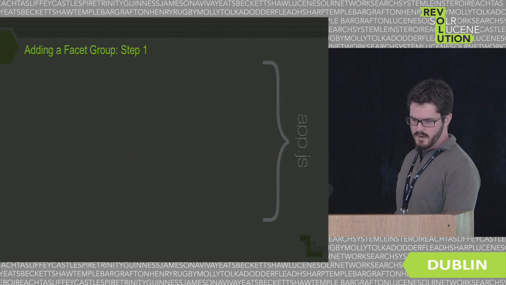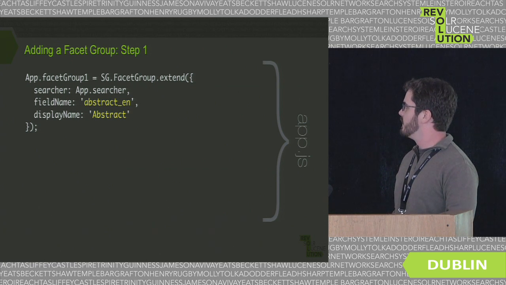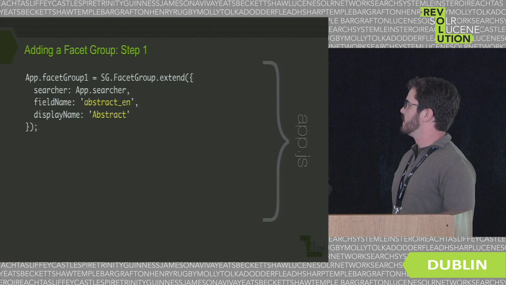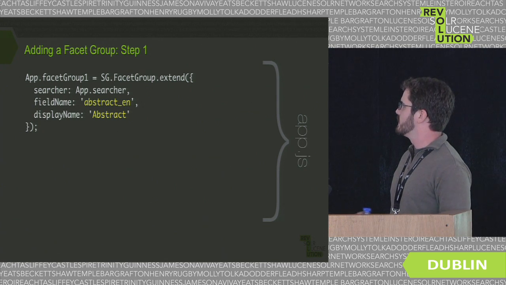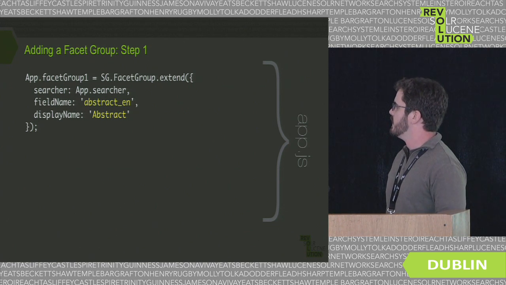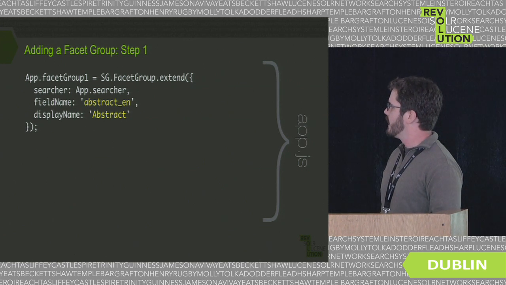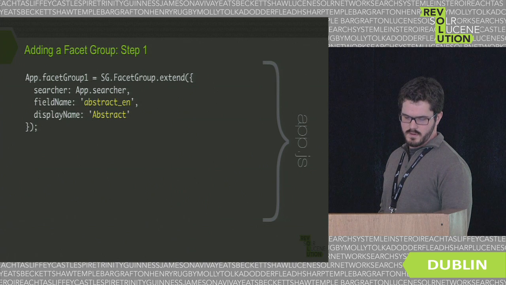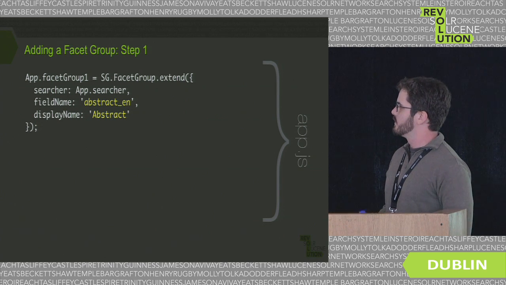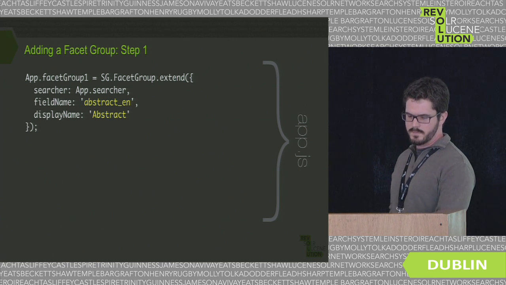And then next we're going to create an instance of an actual facet group, and this is also included in the app.js. So here we're creating facet group 1, which you could call whatever you wanted. We're creating an instance of a facet group, and we're assigning it to the searcher that we created just a few minutes ago, and we're assigning it a field name of whatever our actual facet field would be. So here it's abstract_en, and we're going to give it a display name to show on top of the fields.